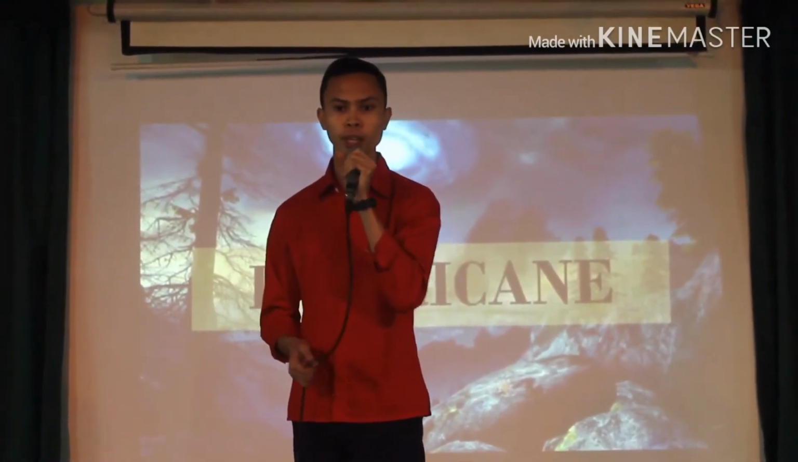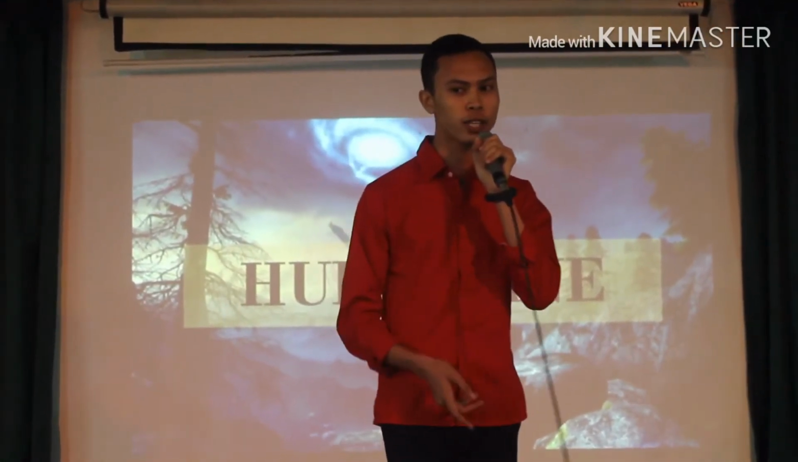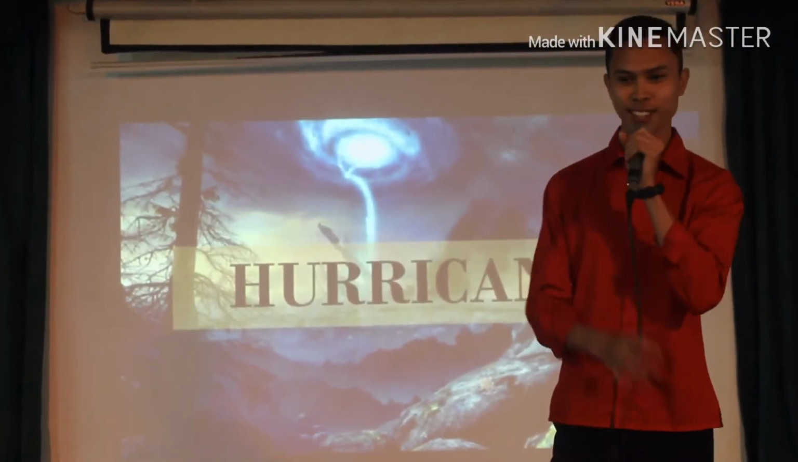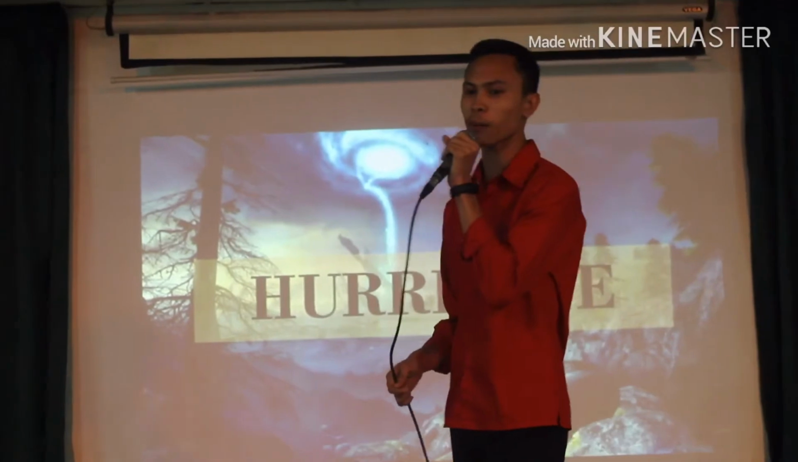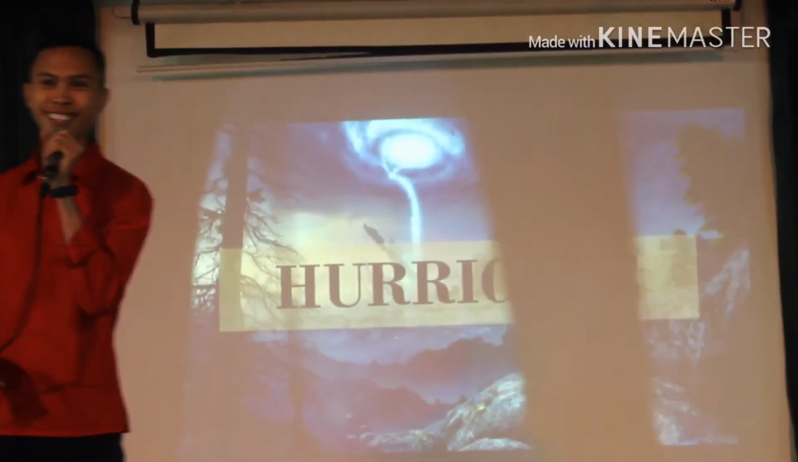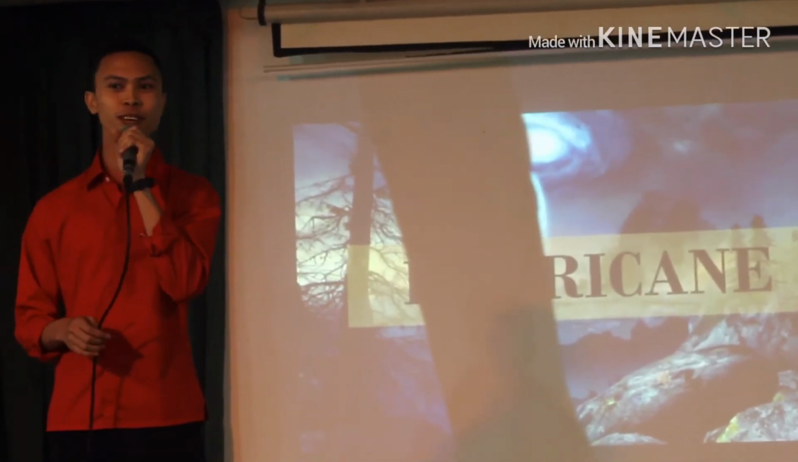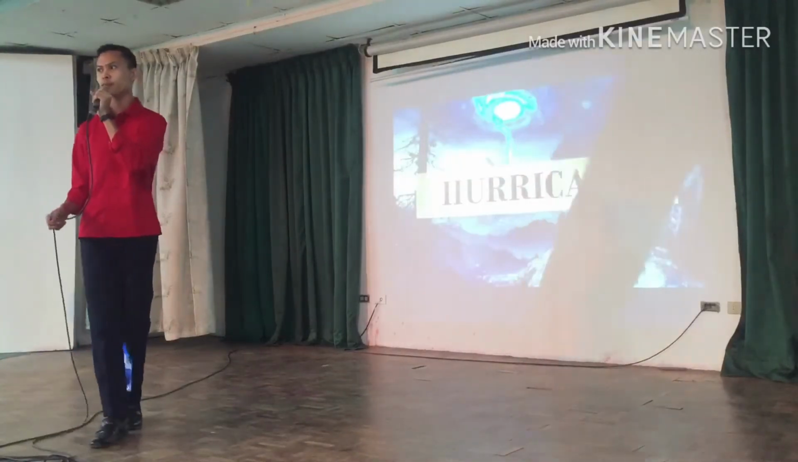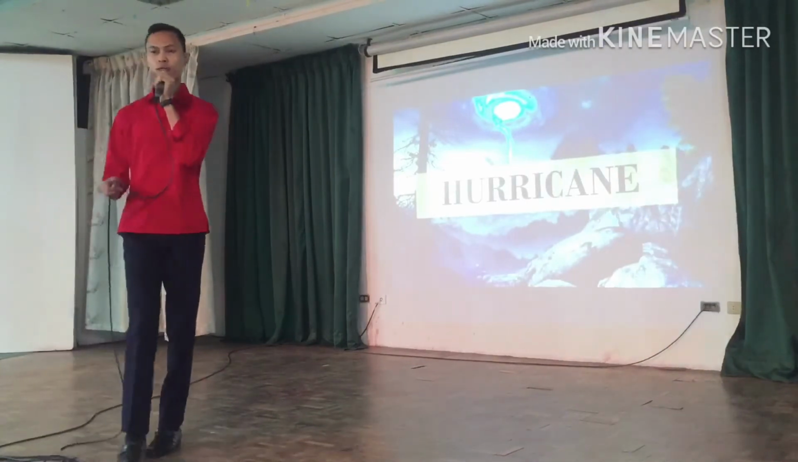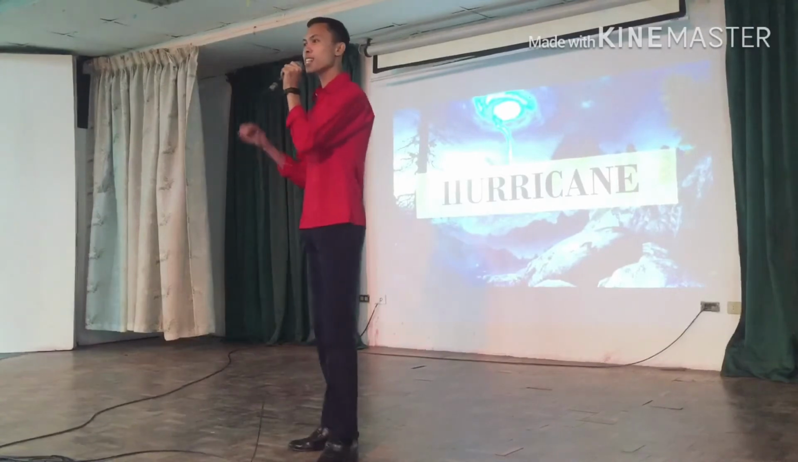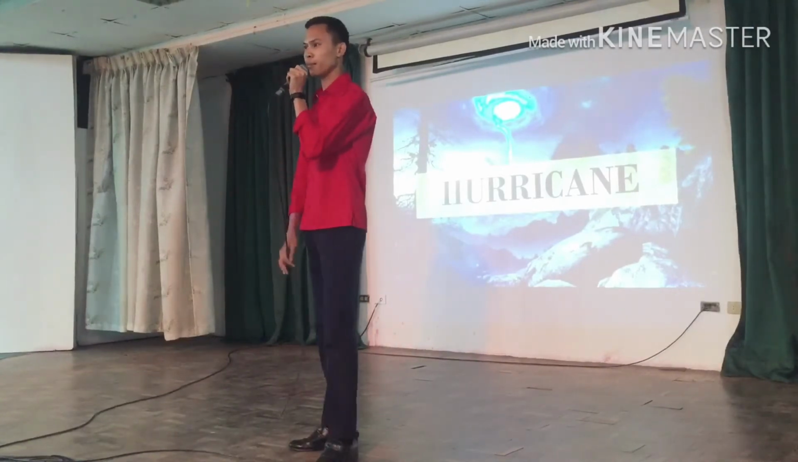Tropical storm. In the North Atlantic Ocean and North Pacific, they are called hurricanes. But if the same type of disturbance takes place in the Northwest Pacific Ocean, then it is called a typhoon. And in the South Pacific and Indian Ocean, cyclone is the correct term. So, that's the difference between typhoon, cyclone, and hurricane.